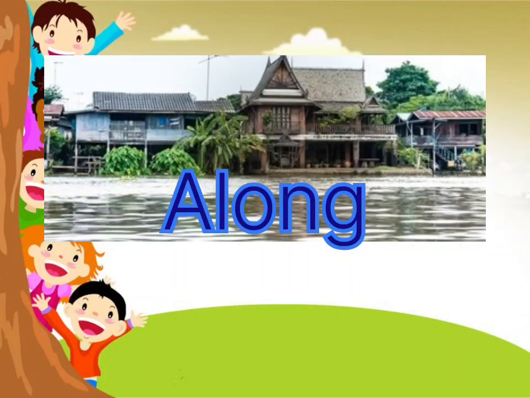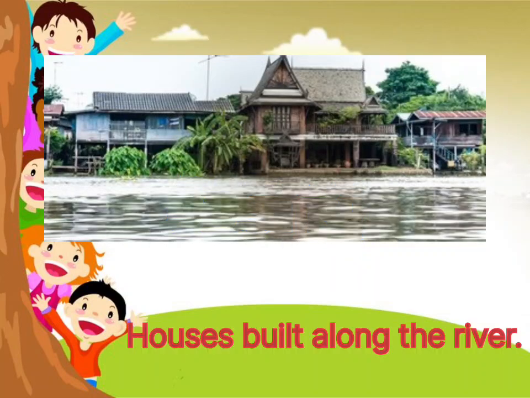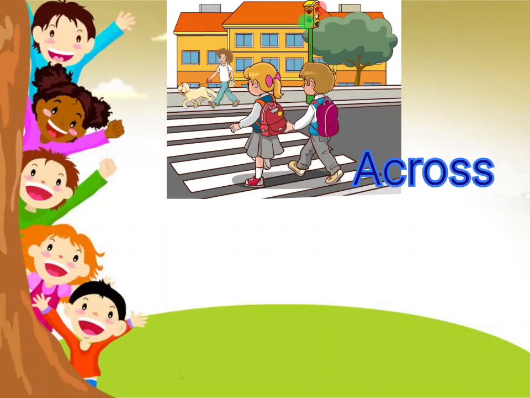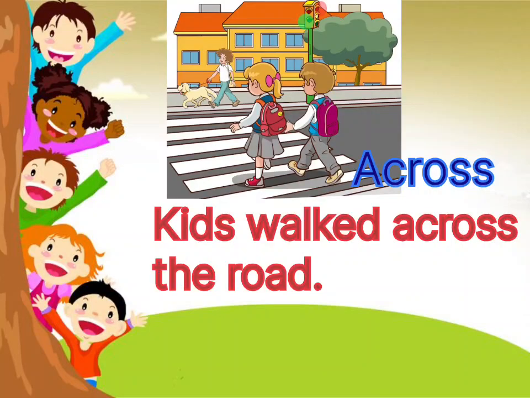Let's see next example. House is built along the river. River की line को follow करते हुए houses को बनाया गया. Next preposition, across. Across is used when you are moving from one side to another. Means you are crossing from one side to the another side. Kids walked across the road. बच्चे एक साइड से दूसरी साइड पर वॉक कर रहे हैं रोड के.